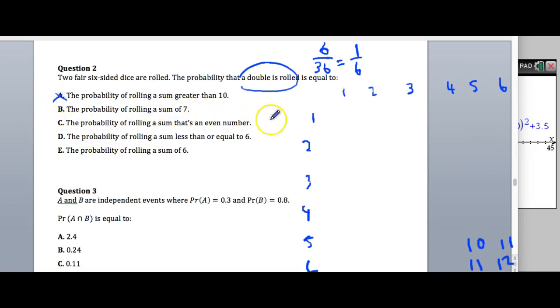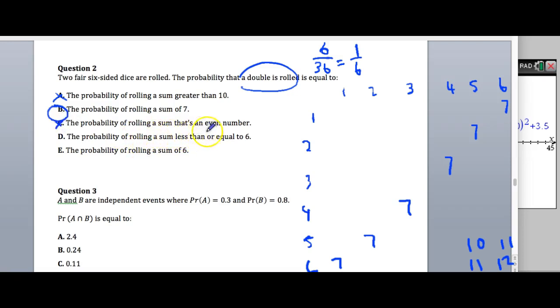The probability of rolling a sum of 7. So I'm going to start here. No, here, 7. Then we go with 7 and a 7 and a 7 and a 7 and a 7. Okay, so that looks like our answer. The probability of rolling an even number, so half of them are going to be even.